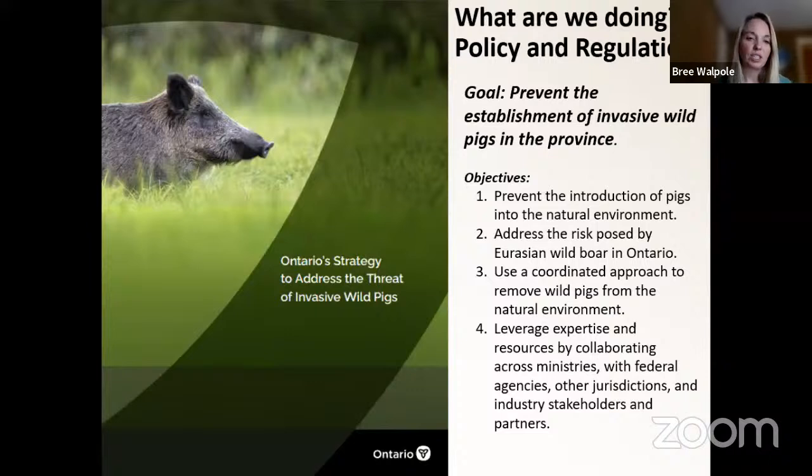The second objective has to do with addressing the threat of Eurasian wild boar. And I spoke about why that type of wild pig is particularly problematic. The third objective is to continue using that coordinated approach to remove pigs from the natural environment. So we recognize that there still may be pigs in the natural environment, and we need to continue with this on the ground whole sounder removal trapping approach, which has been successful in other jurisdictions. And then finally, we know that the issue of wild pigs is cross-cutting. And so there's a lot of different expertise out there, and we need to be able to leverage and collaborate with our partners and the other experts.